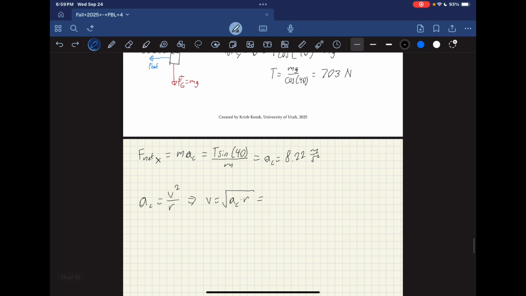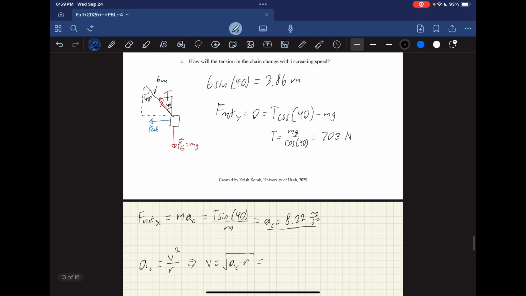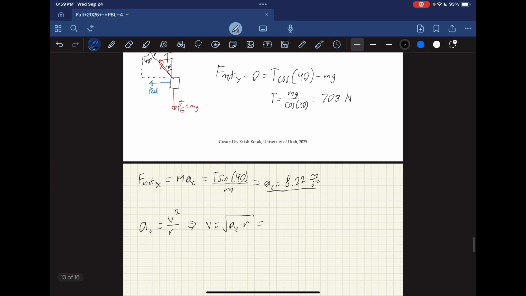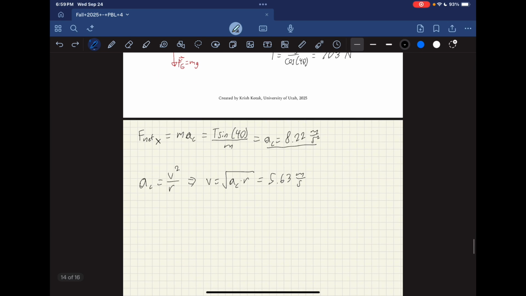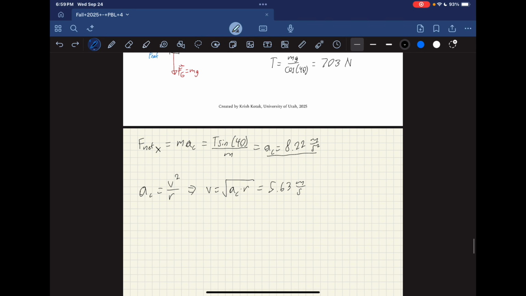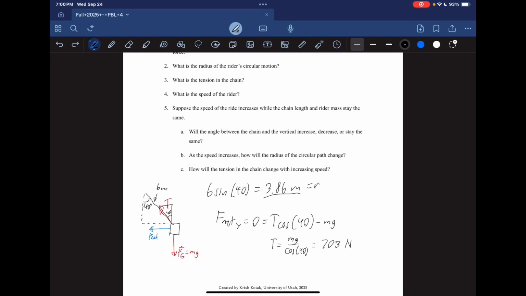So if you plug in 8.22 for centripetal acceleration and 3.86 meters for our radius, you get about 5.63 meters per second. Not meters per second squared, because this is velocity. So the last part of this question is a conceptual analysis, where we suppose the speed of the ride increases while the chain length and rider mass stay the same. First part is, will the angle between the chain and the vertical increase, decrease, or stay the same?